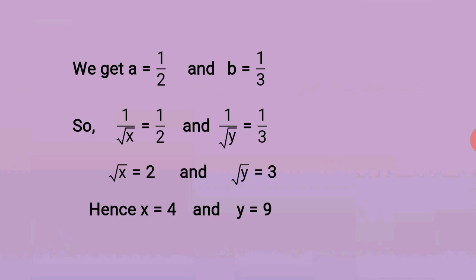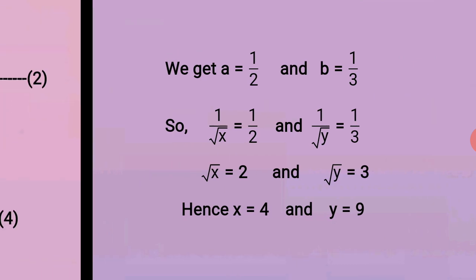After resubstitution, you get the value of 1 by root x equal to 1 by 2 and 1 by root y equal to 1 by 3. Take the reciprocal and get the value of root x, that is 2, and root y to be 3. But we want the value of x and y. So square both the sides and you get x equal to 4 and y equal to 9. These are the solutions of the given equations.